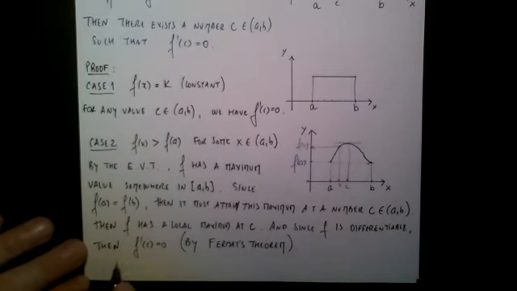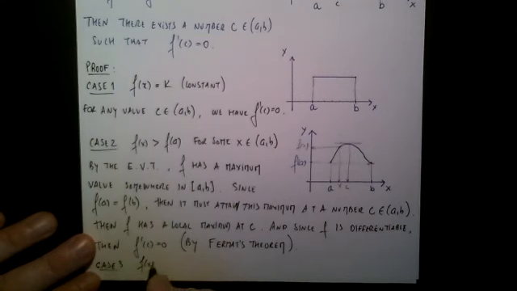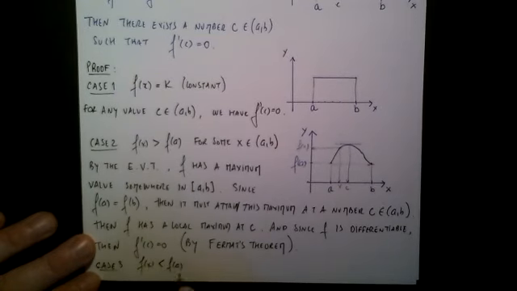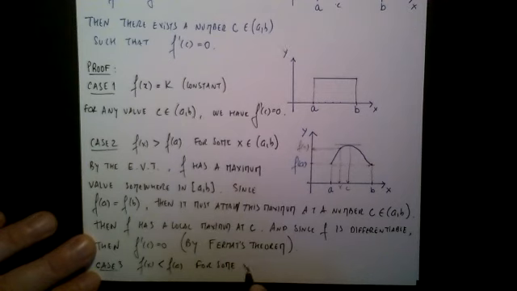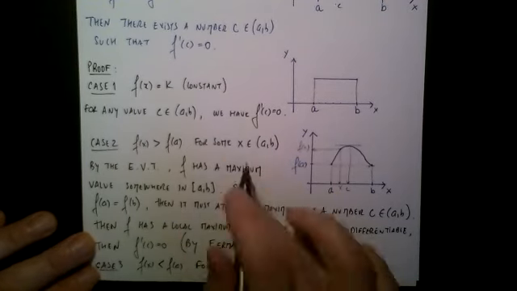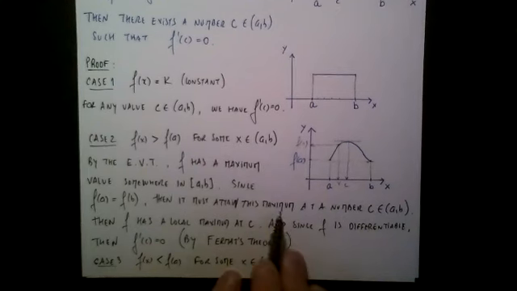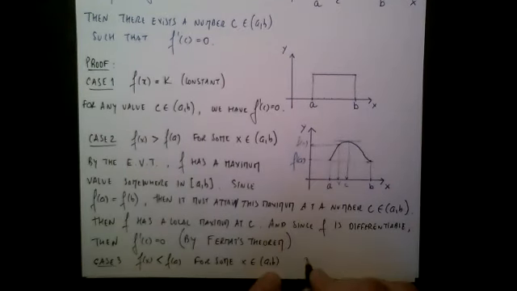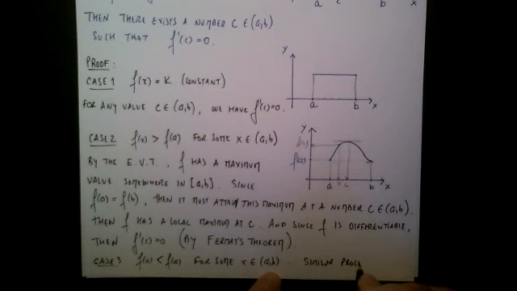And then there's the last case, case 3, where f of x is less than f of a for some x in (a, b). You do it in the exact similar way, but now instead of a maximum being attained, it's going to be a minimum. So similar process. And that completes the proof.